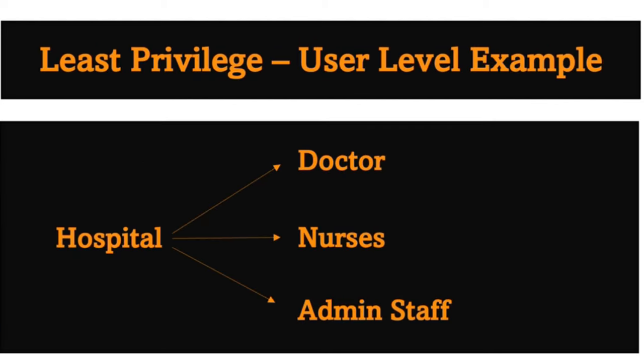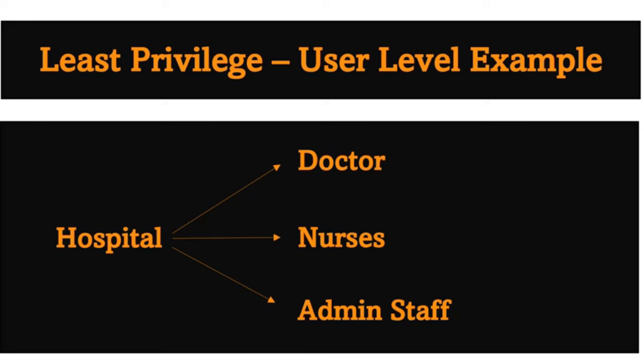The first one is the user example. The first one is implementing it at the user level. We have already talked about this example. Say in a hospital, we have doctors, nurses, and admin staff. Doctors need to view and update patient records. So they are given access to patient records, but they don't need full admin rights to the hospital scheduling system, right? So they are not given access to that.